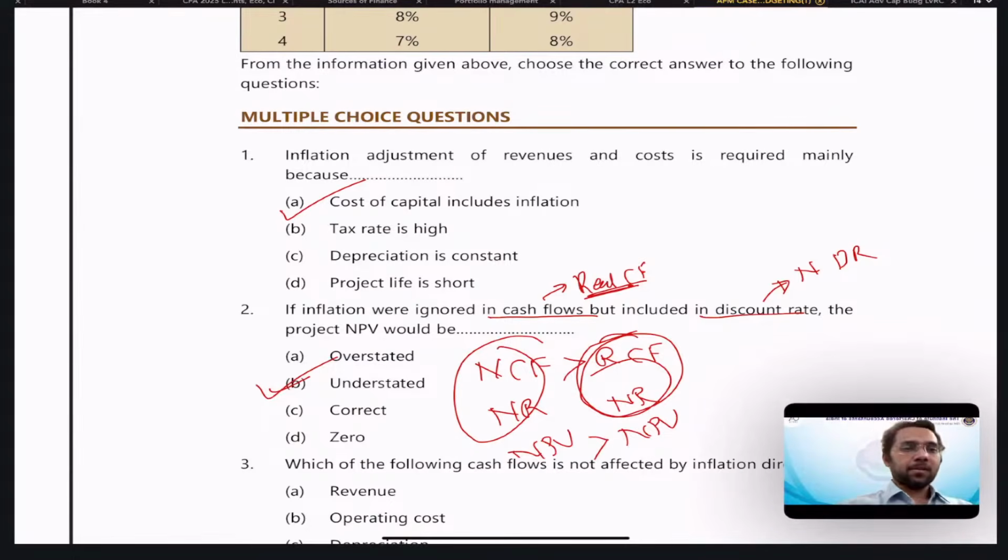Okay. Are we clear? Why is it going to be understated, everyone? Yes, sir. Inflow will be lower when you are discounting at a higher rate. Because if cash flows are lower, then of course it's going to be discounted at a different rate. So if it's discounted at a higher rate, NPV is going to be smaller.